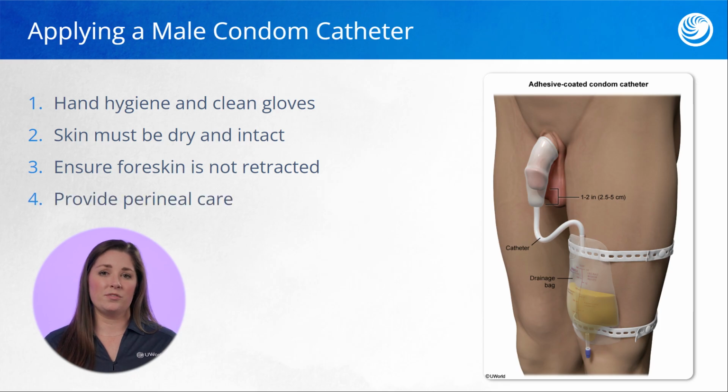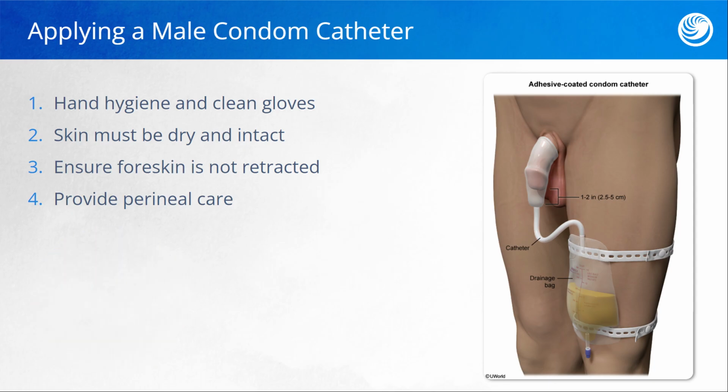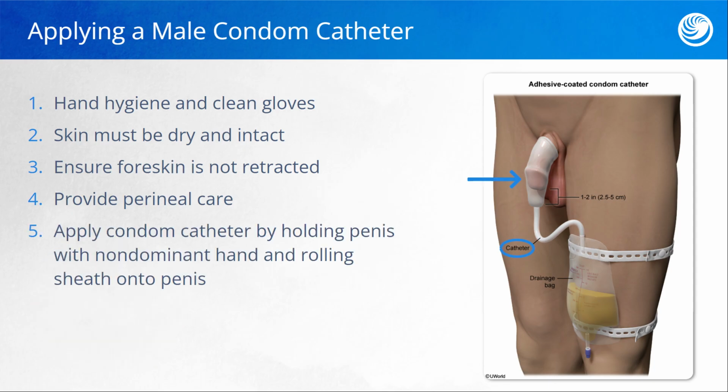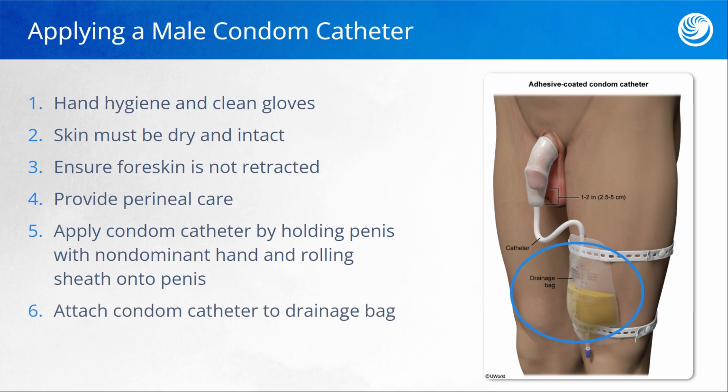The nurse will then provide perineal care while also monitoring for any moisture. If moisture is present, it needs to be wiped away or dried. The nurse will then apply the condom catheter, first by placing the non-dominant hand on the penis to hold it securely, and then unroll the sheath onto the penis. Again, making sure for our non-circumcised clients that the foreskin is not retracted during this process. Once the condom catheter is secured, the nurse will then attach the catheter to the drainage bag.